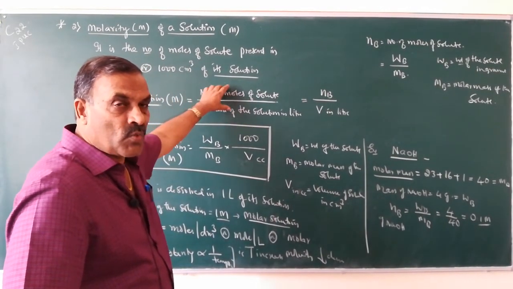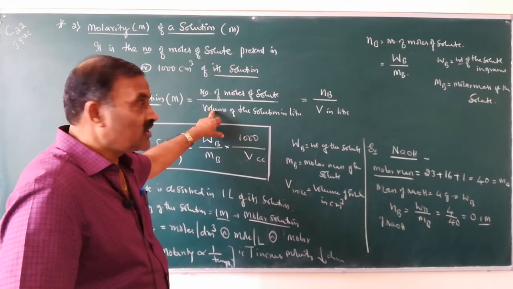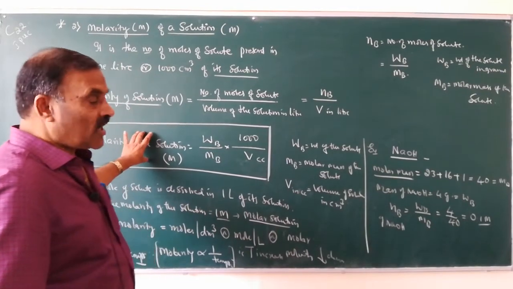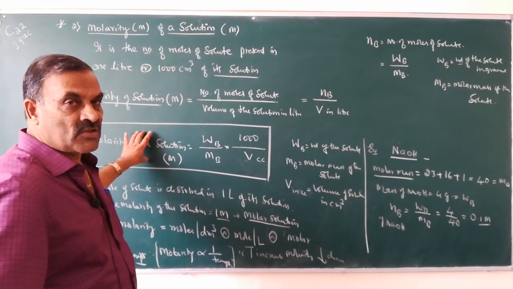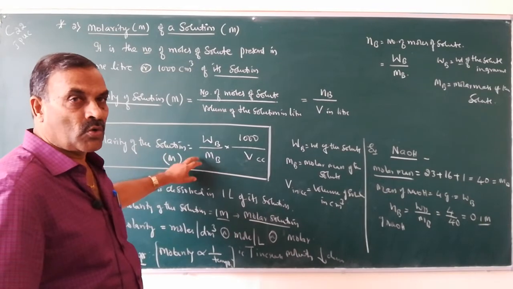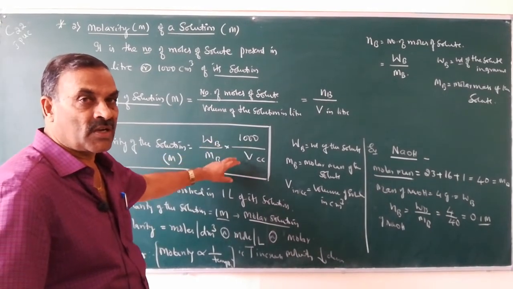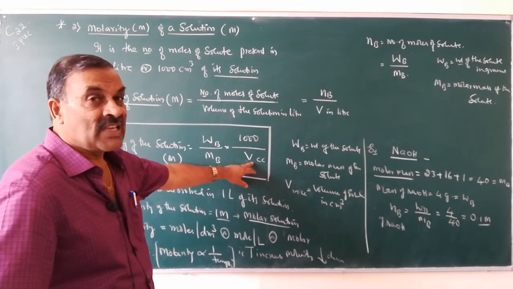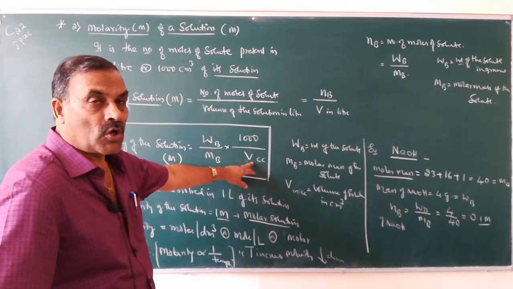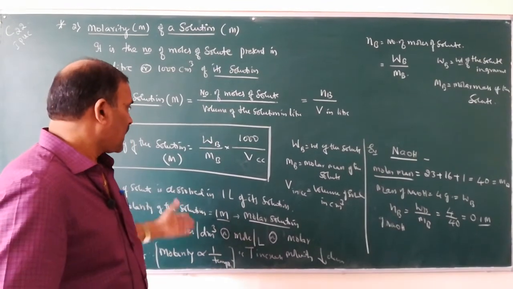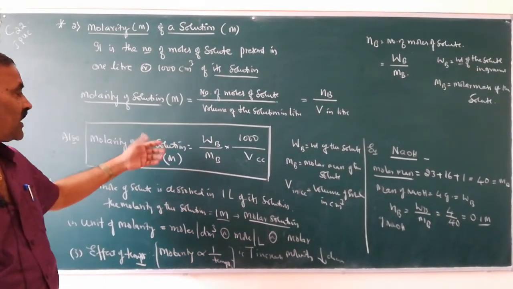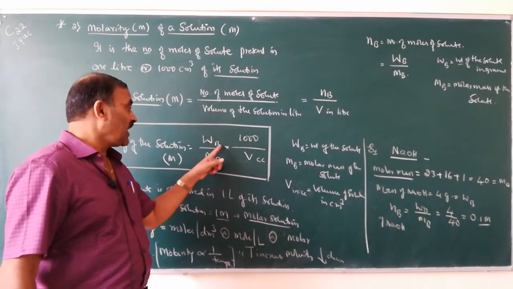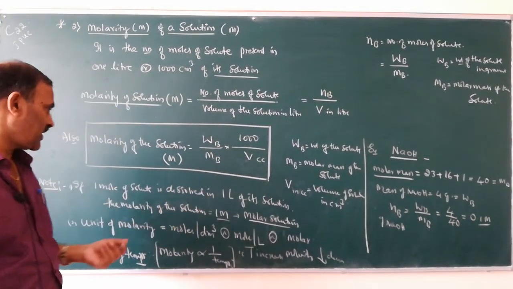Molarity equals the number of moles divided by the volume of solution in liters. So it can also be calculated using this equation: molarity of solution M is equal to WB over MB into 1000 divided by V in cc, volume in cm cube or volume in ml. And then you know what WB is. Here B represents solute. If I use A, that represents solvent.